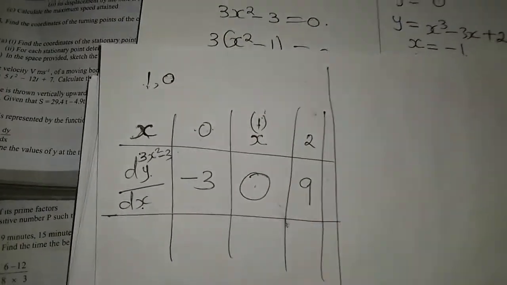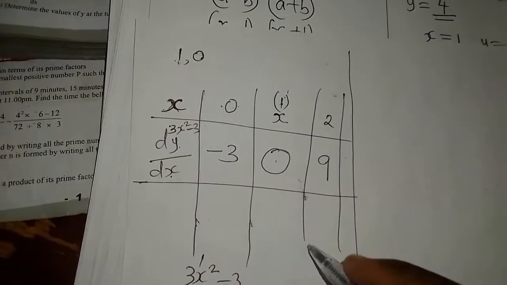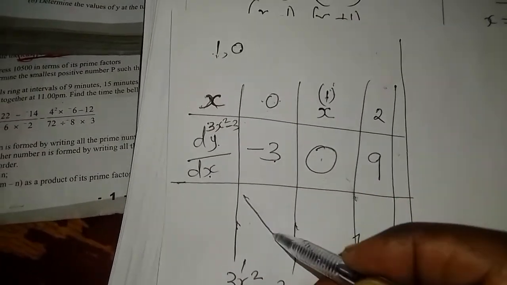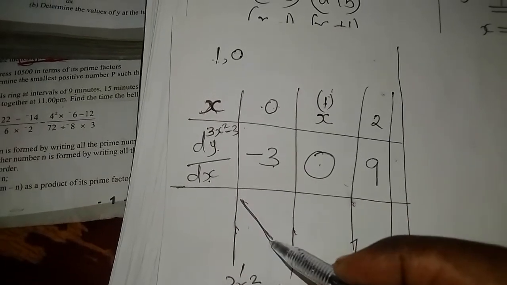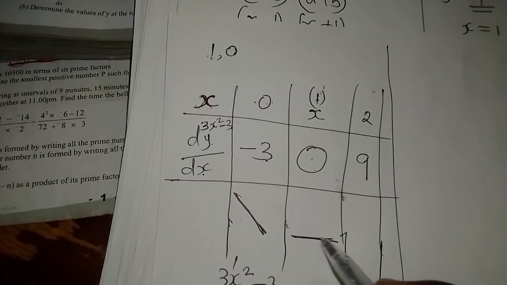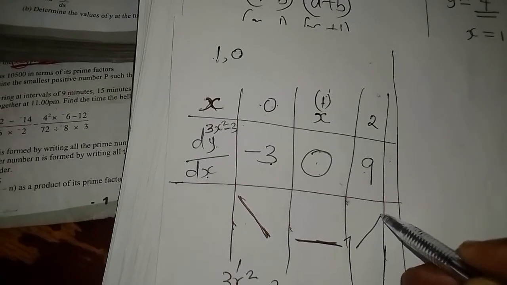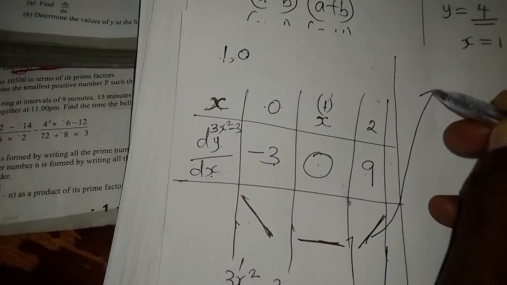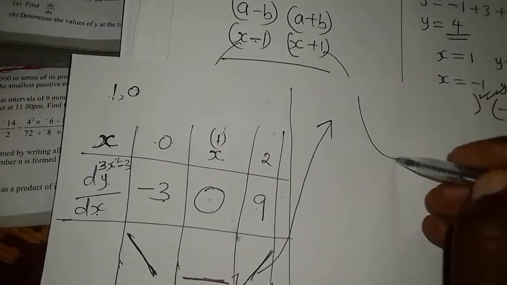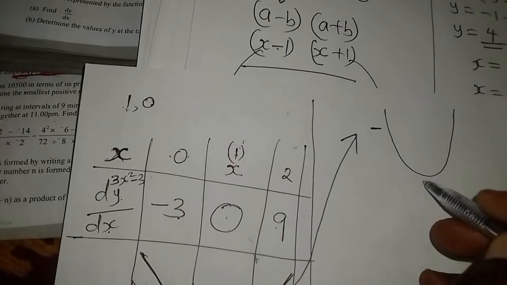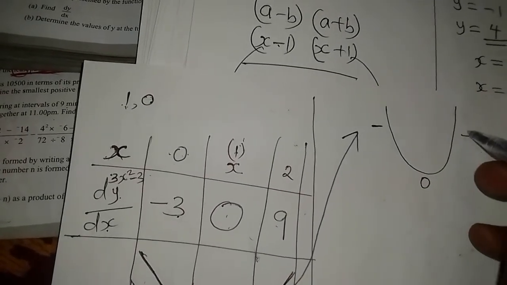So here is 9. Now look at this. When the value is negative, you have to draw a decreasing slope. If it is 0, it has to be at the peak. If it is positive, you have to draw something of this sort. So this is the same as having something of this case. So this is negative, this is 0, and this is positive.